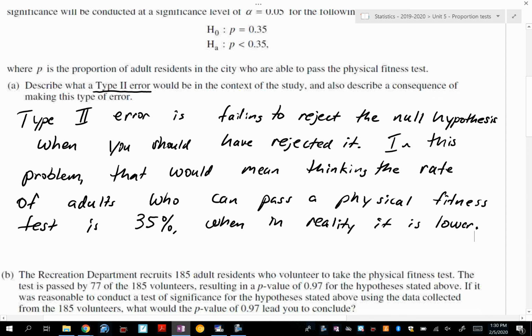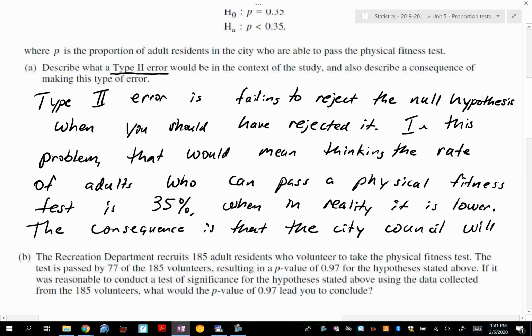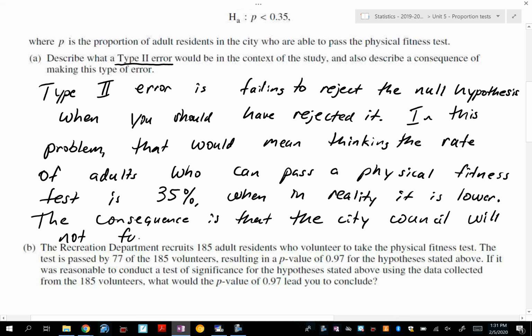So the consequence here is that the city council will not fund any physical fitness programs. Now, I don't know if that sentence is entirely true, right? They might be funding programs already. They're just not going to fund any new ones.